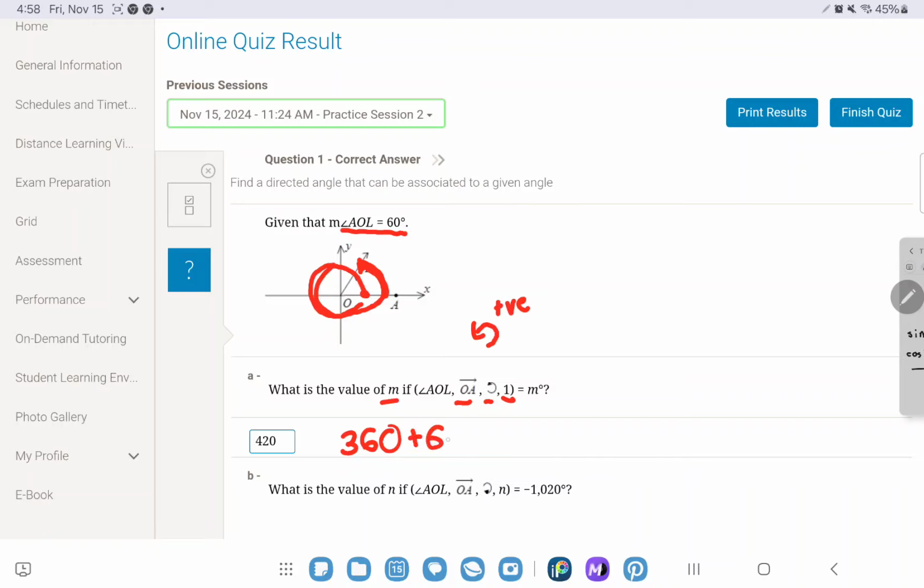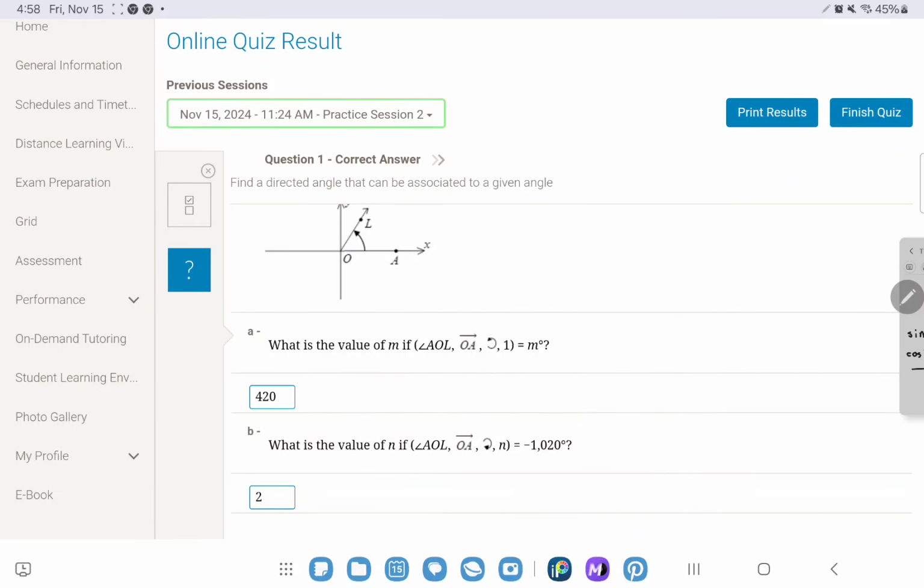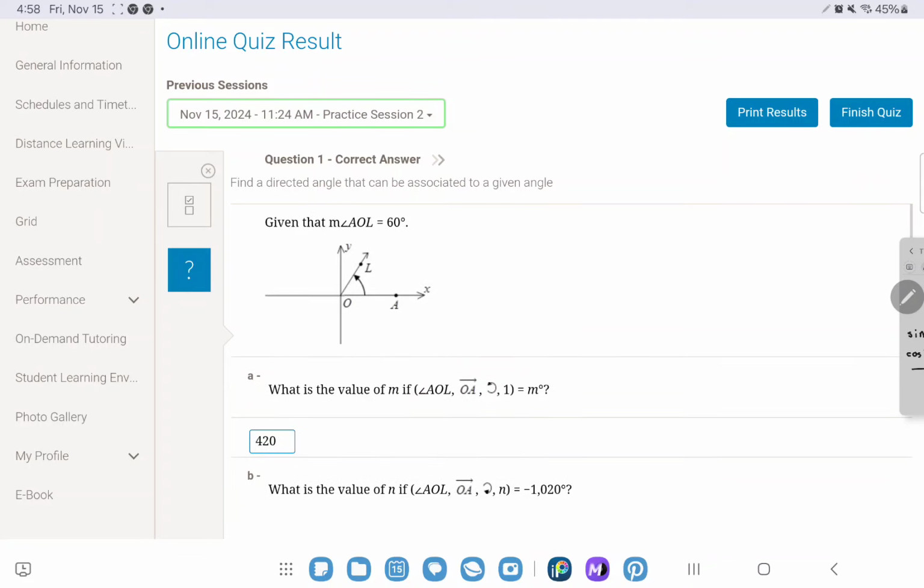So you're gonna do 360 plus 60. You're gonna get it to equal 420. That is it for the first question. Let's move on. What's the value of n if OA turns around? Okay, so it's asking you how many turns and telling you your angle is negative 1020. A negative angle means that you're gonna go clockwise, which they already told you.